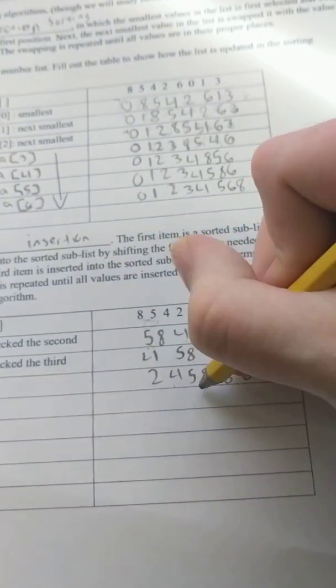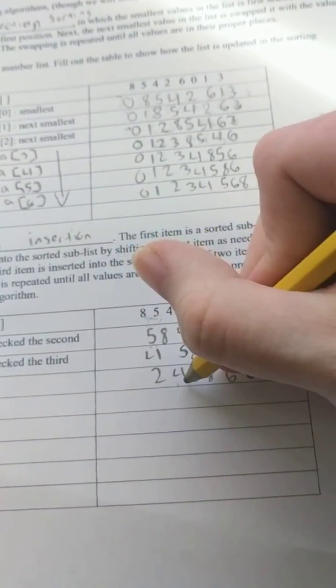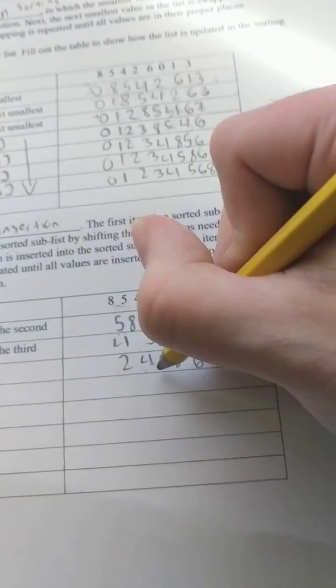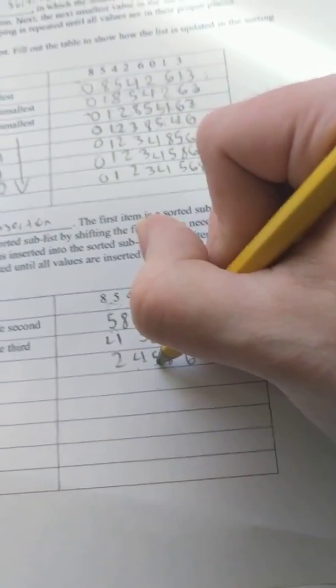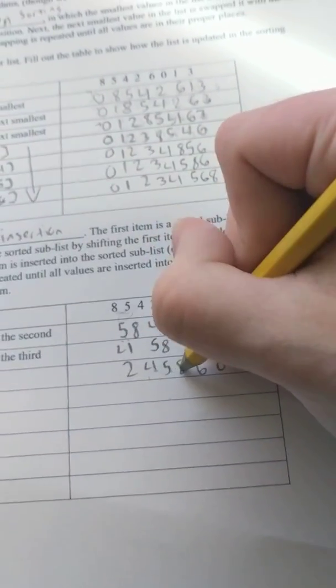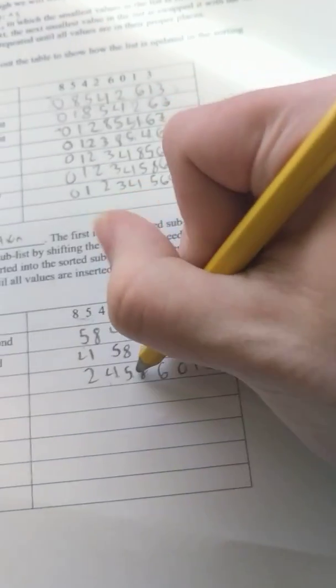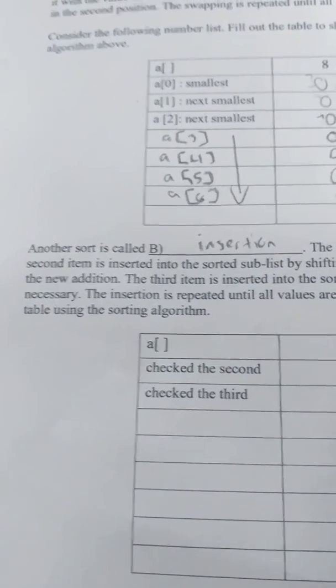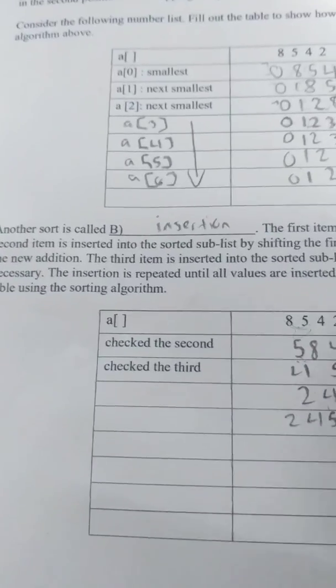However, now we need to check if it is greater than or less than the second one. It is greater than. Now we move on to the third one. It is greater than. Now we move on to the fourth one. It is less than. Therefore, we move it to the fourth position. 2, 4, 5, 6, 8, 0, 1, 3.